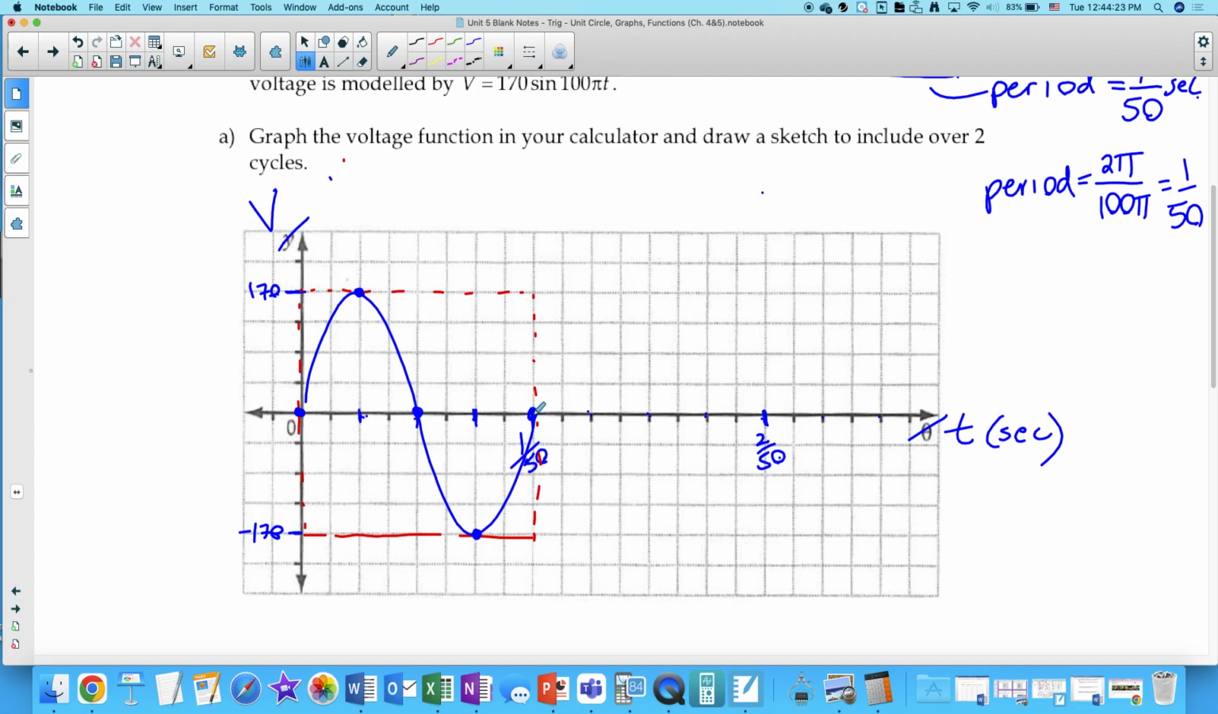Okay, now I have to do that again because I want to see 2 cycles. So I'm going to divvy that up into 4. So 0, 1, 0, -1, 0. And these values aren't actually 1 and -1. It's 170 and -170. But once I make that max value and that min value, I can think of it in terms of graphing the base function. Okay, so here's another cycle. And there we go.